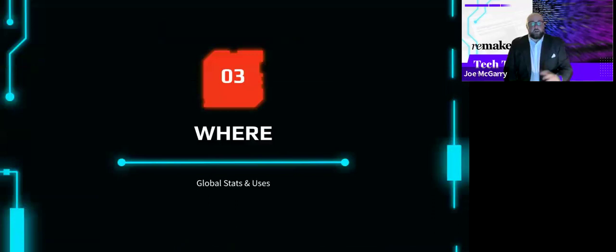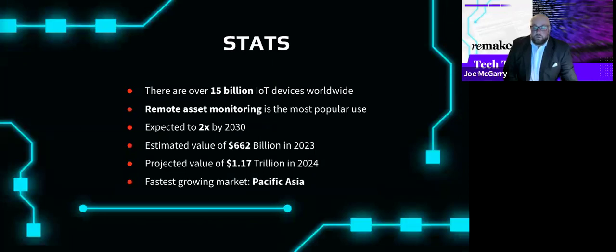Let's take a look at where the Internet of Things are most commonly found and their uses. So there are over 15 billion devices worldwide. Remote asset monitoring is the most popular use. This is expected to double in number in just 6 years. The estimated value of this industry is currently at $662 billion. That's roughly the global market of semiconductors or the entire US media and entertainment market. That's music, games, TV, etc., all included. And next year, it's projected to be 1.1 trillion.